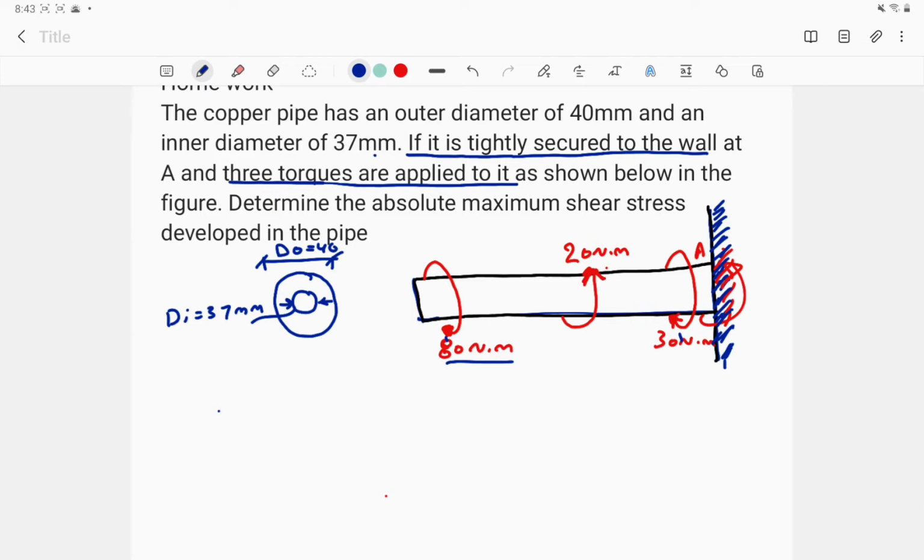So first of all, because we have the 3 torques, I can't find the shear stress until I find the maximum torque. Okay, so the maximum torque I cannot expect from the figure. I need to draw the torque using the section method and then find the maximum torque.